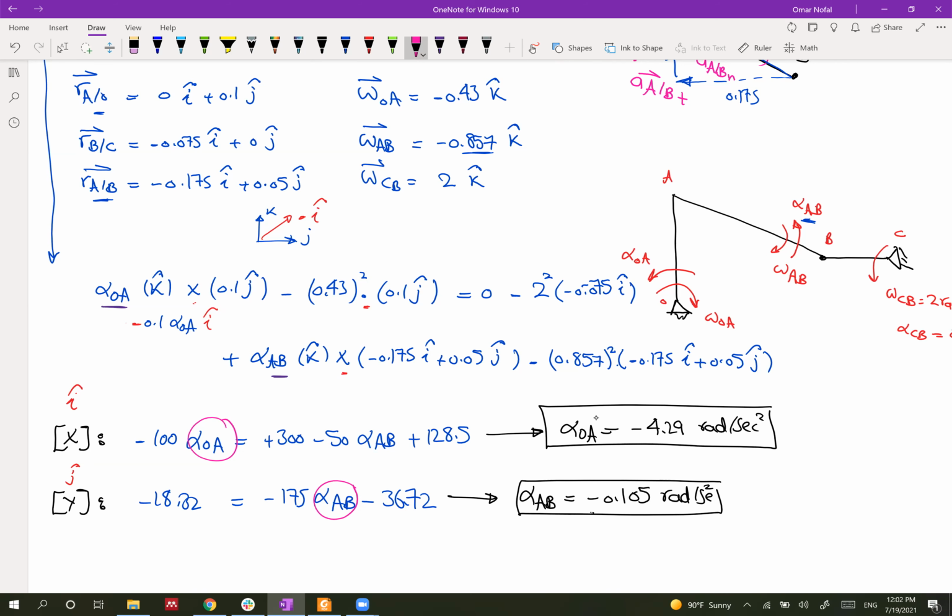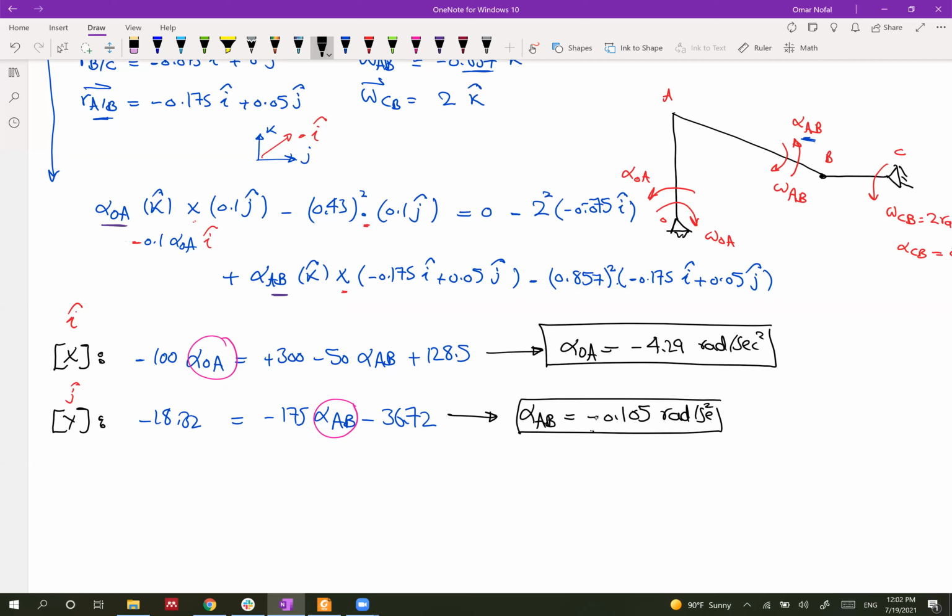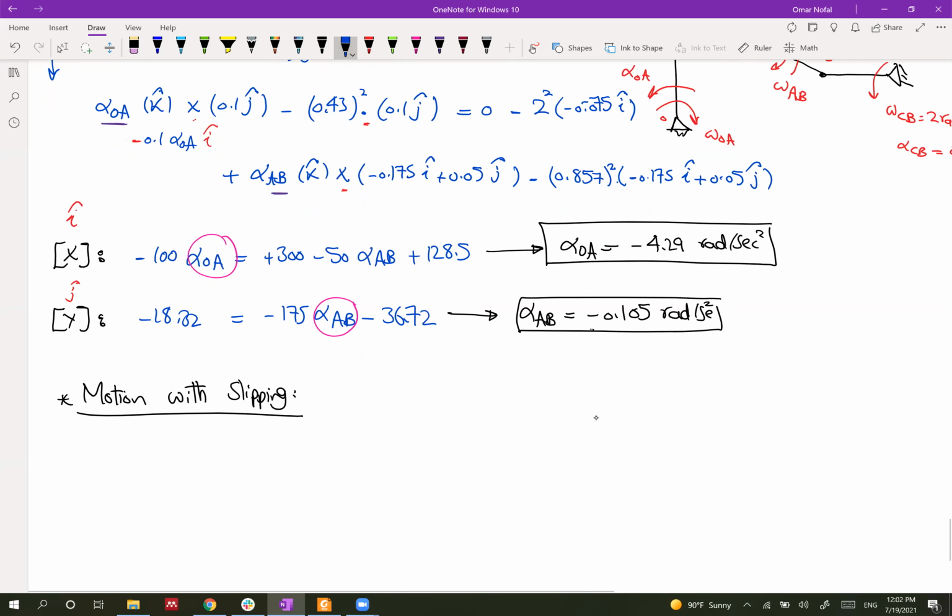So let's see what if there is slipping. Let's continue. Motion with slipping. For motion with slipping, as we wrote the equation last time, we will have VB equal to VA plus VB with respect to A plus VB with respect to P. And we call this the slipping term.